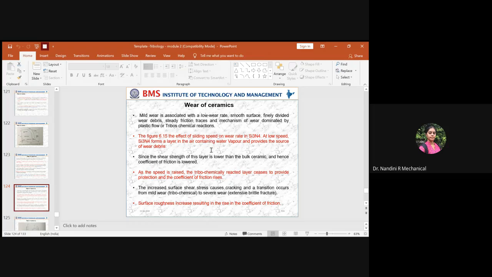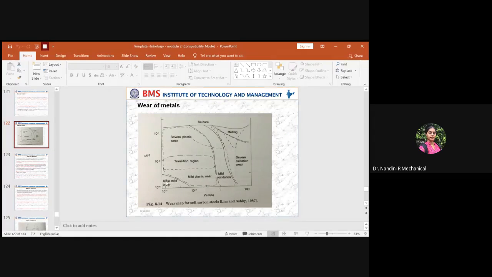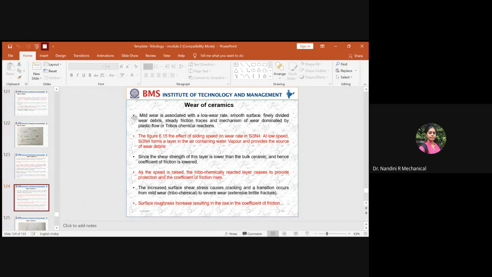And apart from that, there are a few things you have to understand. We'll explain these concepts related to one of the ceramic components in the next graph. Also I told you mild wear is associated with low wear rate. As in the diagram here, the mild wear is associated with low wear rate. Similarly, in ceramics also, mild wear is always associated with the least wear rate. And usually at that surface, the surface will be smooth and you won't have many wear debris. So as the wear debris increases, the surface will not be smooth enough.